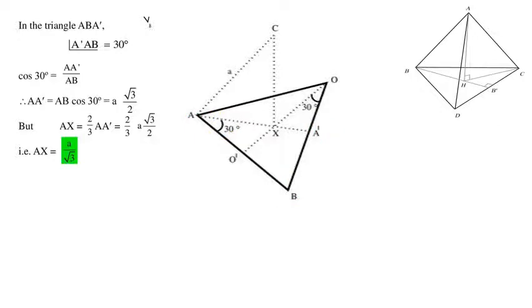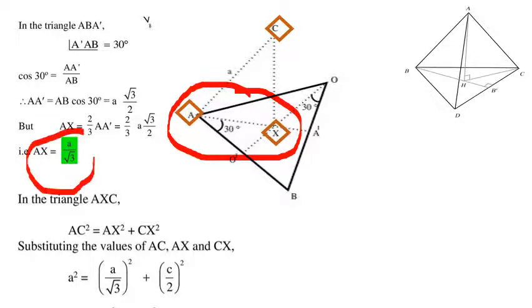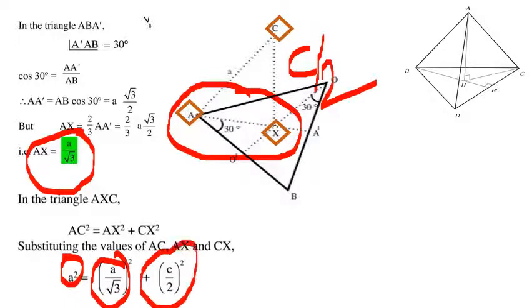Now consider triangle AXC. Where is AXC? In the previous one we have calculated AX, which is a divided by root 3. If you consider AXC, AC is the hypotenuse. So AC square equals AX square plus CX square. What is AC? AC is nothing but one lattice parameter, that is a. AX we have calculated as a divided by root 3, and CX is c by 2, the midpoint of the height, as we said in the previous one.